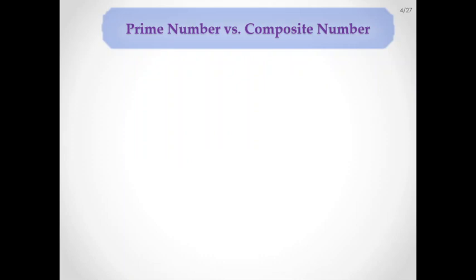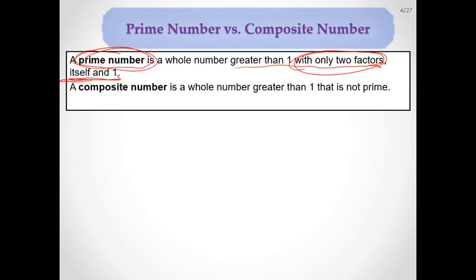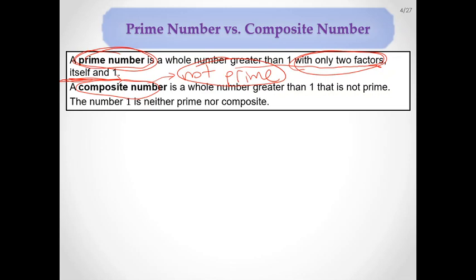Now, prime number and composite number. A prime number is a whole number greater than 1 with only 2 factors, itself and 1. Prime number in Arabic is rakam awwali. A composite number is a whole number greater than 1 that is not prime. So when we say composite number, we mean not prime. Now, number 1 is neither prime nor composite.